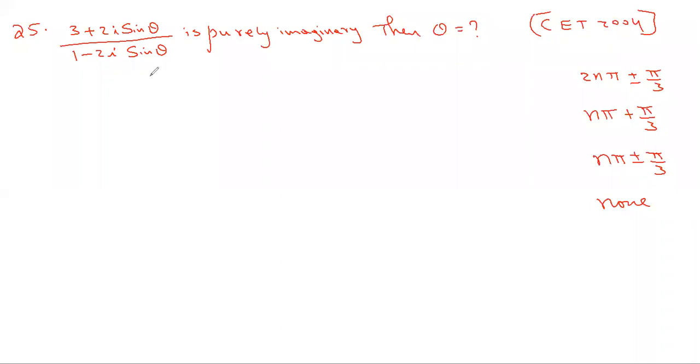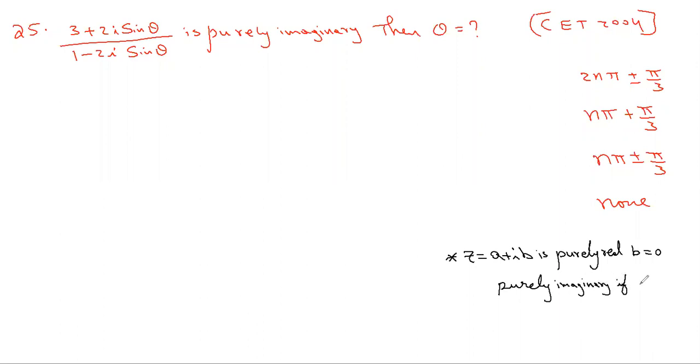That's it. Again, the same logic. When they tell you that it's purely imaginary, its real part is equal to 0. Just like z equal to a plus ib is purely real if b equal to 0, and purely imaginary if a equal to 0.